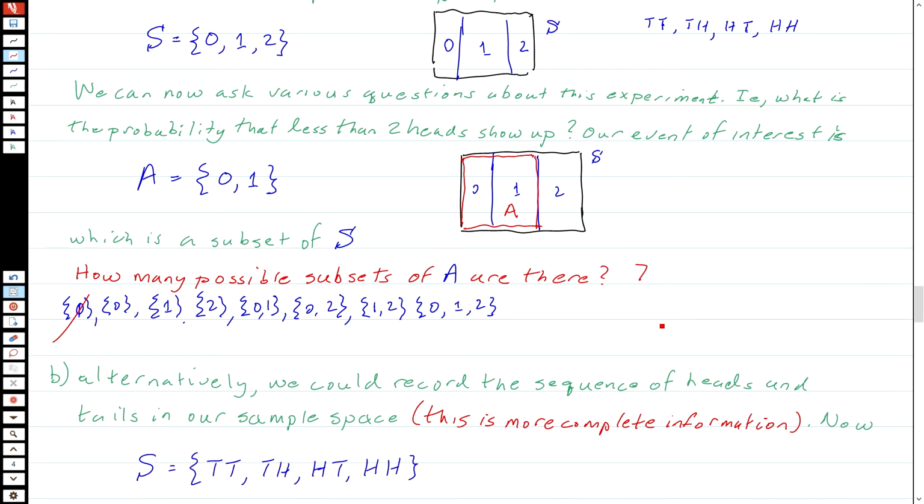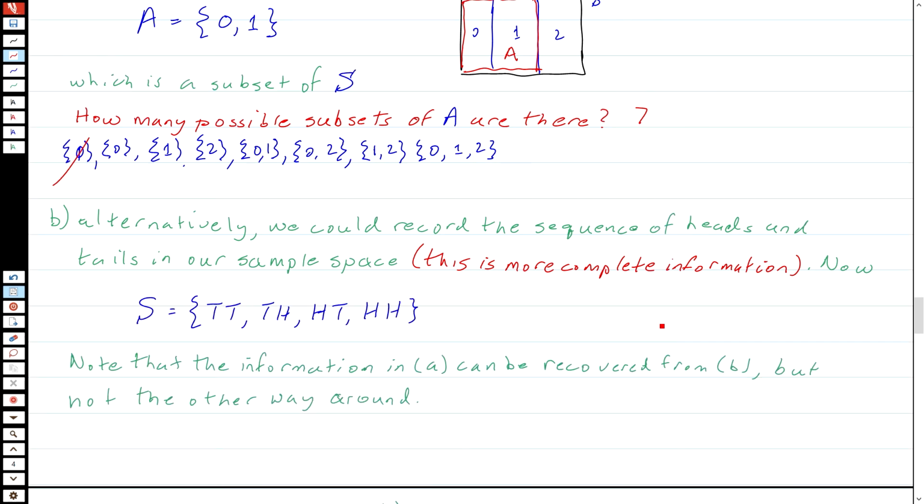Yep, that's it. Okay. So the other way of doing this experiment is to record the sequence of heads and tails in our sample space. And this is actually more complete information. Our sample space now looks like this.